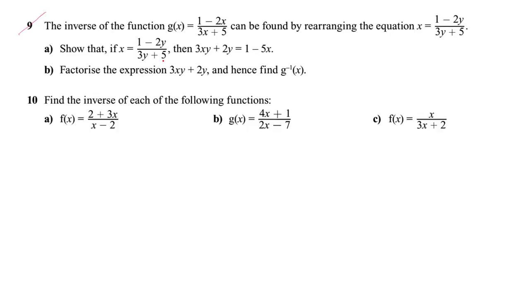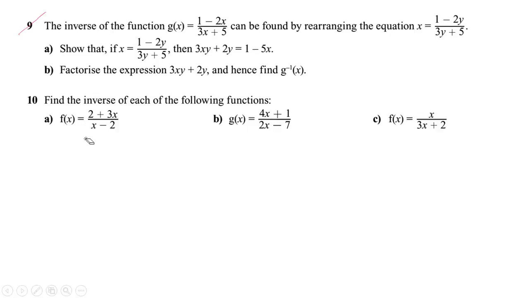Okay. Now, the inverse function g of x equals 1 minus 2x all over 3x plus 5 can be found by rearranging the equation x equals that and that. Now, they want us to show that if x is this, then 3xy plus 2y equals that. What you need to do now is just basically rearrange this, so then it looks like this. Okay. So that's what we want to do now.